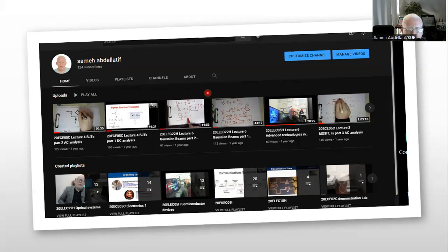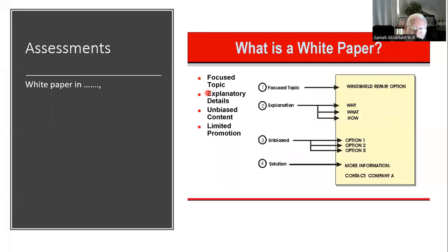Concerning the assessments, and of course, this is something very critical. If you check the module specs, you will find that we have 70% for the exam and 30% for coursework. This 30% will be offered mainly on what's called a white paper. Maybe in another session, we will describe in more detail what we mean by a white paper and how you can construct a white paper for a certain topic.